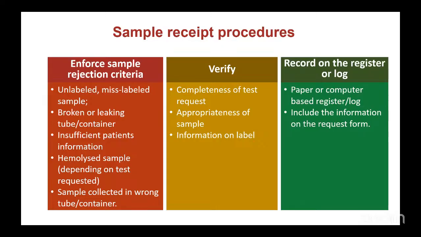All this should form part of what? Sample rejection criteria. So as part of your sample management, let's say in an audit, we ask you, do you have a sample rejection and acceptance criteria? If you don't have it, it shows that you don't properly manage your samples. Because where there are no rules, definitely a lot of things can go wrong. So you need to enforce what? Sample rejection criteria. And also when you have a sample rejection, we also need to see those samples that have been rejected, a documented evidence that you are enforcing your sample rejection criteria. Then verify the completeness of the test request, the appropriateness of the sample, and the information on the label.